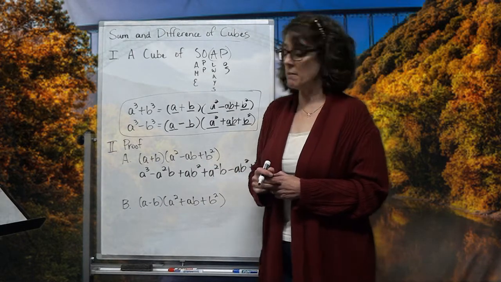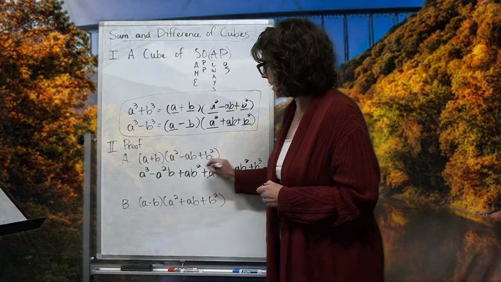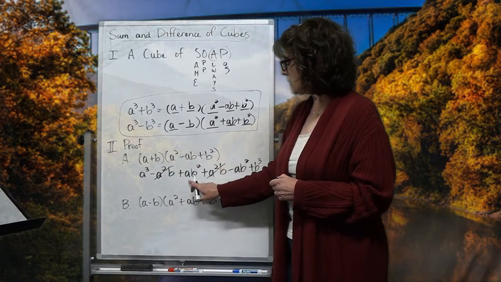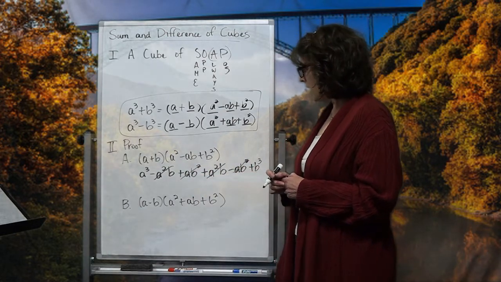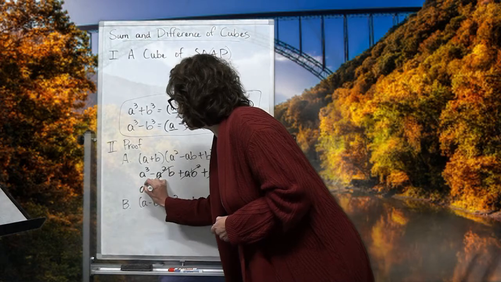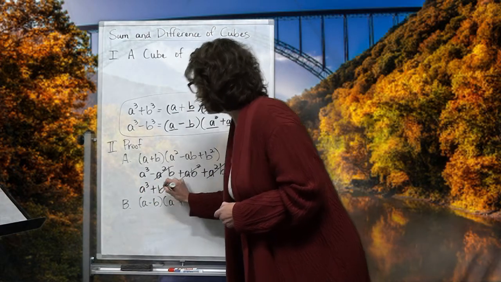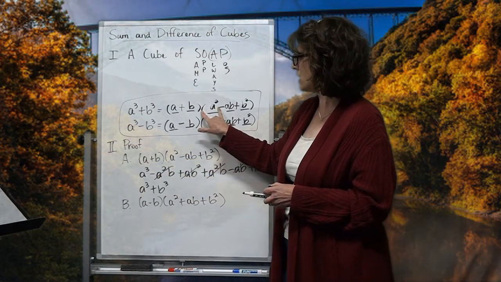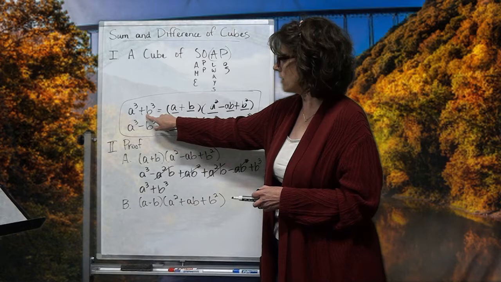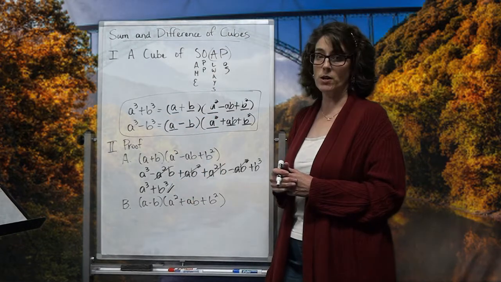And now I'm going to combine my like terms. My negative A squared B combines with this one, but they cancel. My AB squared combines with this one, but they cancel as well. And all that I'm left with is an A to the third plus a B to the third. Which, if you notice, was that factorization that came from an A to the third, B to the third. So I know that, yes, this is in fact the correct way to factor it.